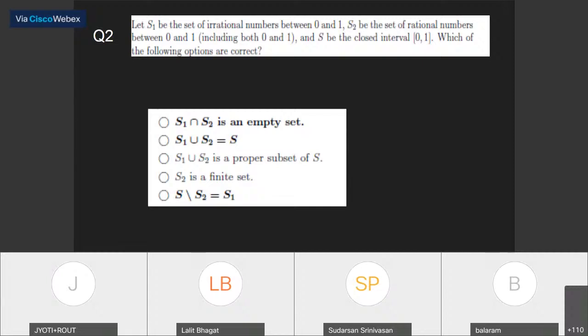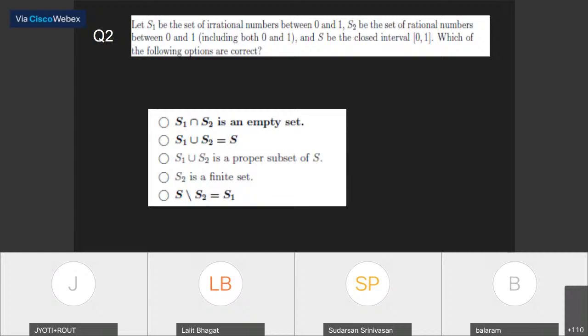Wherein it says that S1 and S2 are inclusive of 0 and 1. Yes, we are not talking about S1 and S2 individually. We are talking about S1 union S2. As I said, let's say set A equals S1 union S2. Now whether A is a proper subset of S or not is the question. To my understanding, that's not a proper subset. How did you arrive at this answer? I remember reading that for A to be a proper subset of S, it should have values of S, but it cannot have the entire S. It cannot be equal to S. Correct. So it has to be properly contained within S.